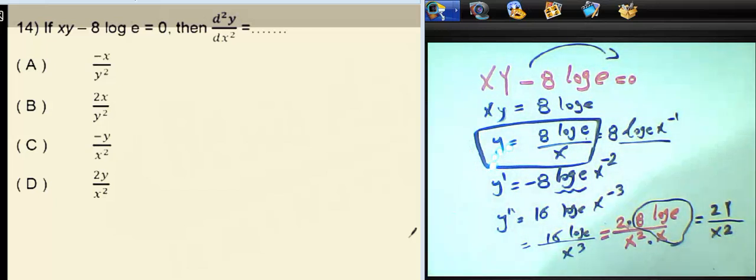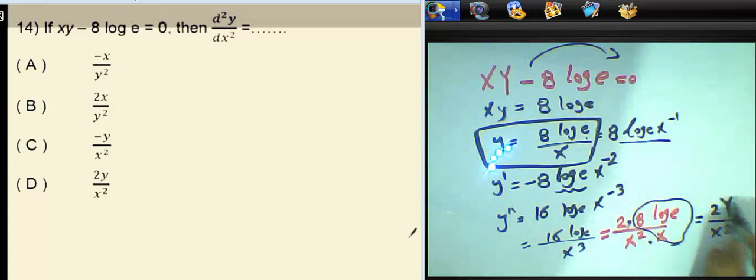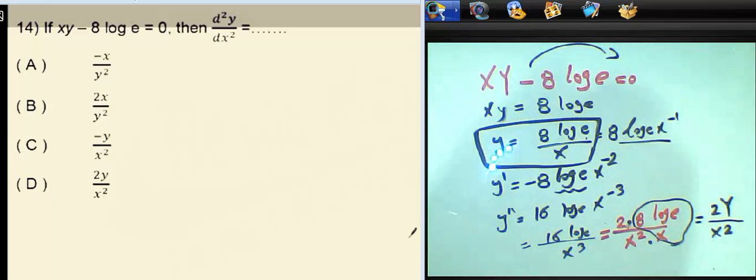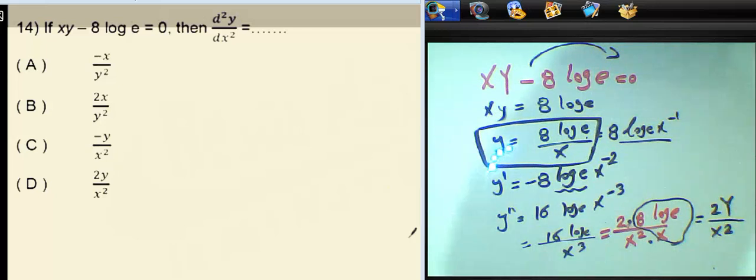This is a dangerous example. You must know all steps here and pay attention about these steps. It's very important. First, we can find y equal 8 logarithm e over x, and then next step we can find the first derivative of the function, and the second step find the second derivative of this function, and thinking about the result here give us x and y. So we must put this result by the unknown x and y variable here in this example. Okay, the result will be 2y over x power 2. Choose letter D. Okay.